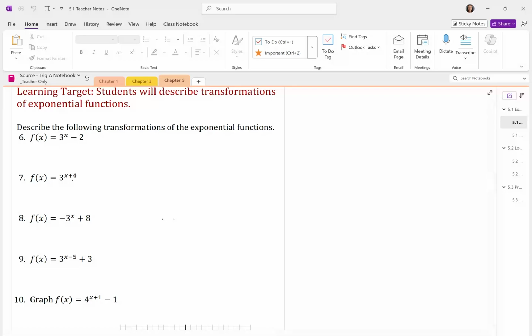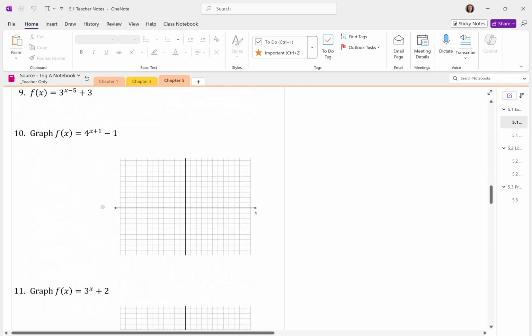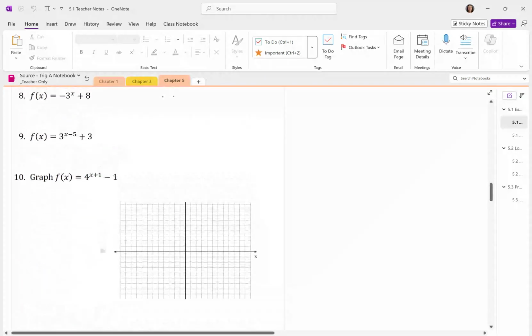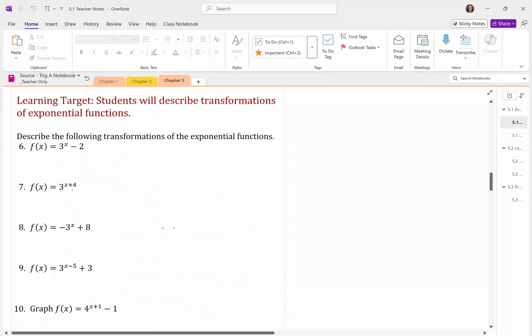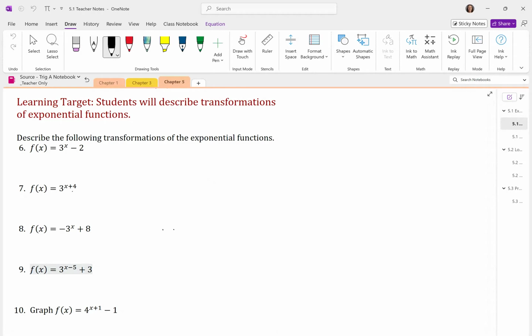Okay, this video is going to describe the transformations of the exponential functions and also practice a little bit more with graphing. So if we are trying to describe the transformations, and we look at number 6, this -2 means something. This +4 on number 7 means something. Number 8, that negative and that +8 mean something.